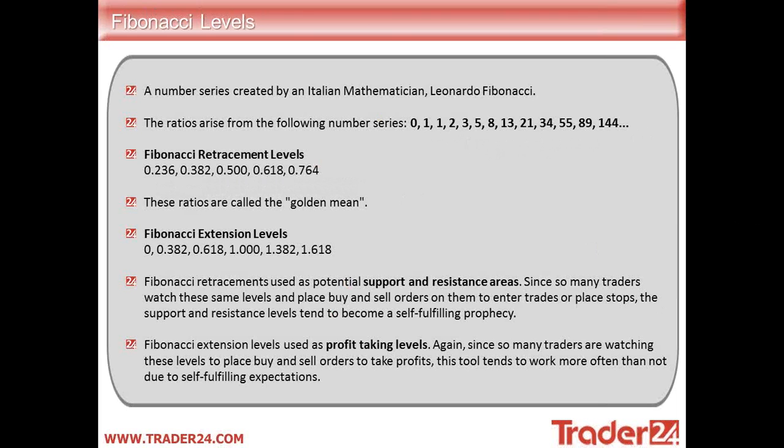The support and resistance levels tend to become a self-fulfilling prophecy. Because so many people are using these levels and placing their orders around them, that's just human nature. That's just the way the market works. It's a silly thing, but it's reality, quite honestly. And the second statement I have here is that we will use the Fibonacci extension levels as profit-taking levels. So we're looking to enter at something like the 0.50, and we're looking to take profit at maybe 1.38 or something like that. Again, since so many traders are watching these levels, it becomes a self-fulfilling expectation as well.